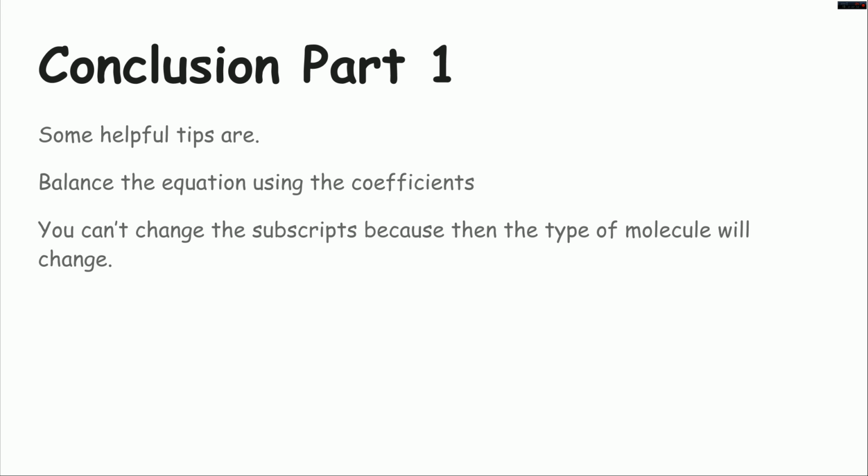Conclusion. Some helpful tips are: balance the equation using the coefficients. You can't change the subscripts because then the type of molecule will completely change.